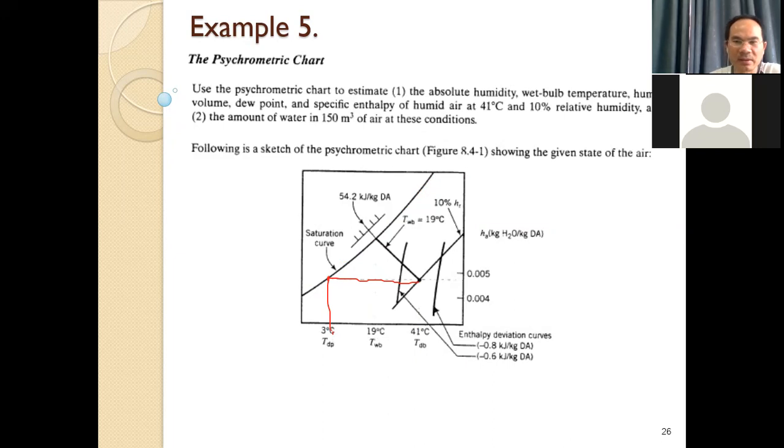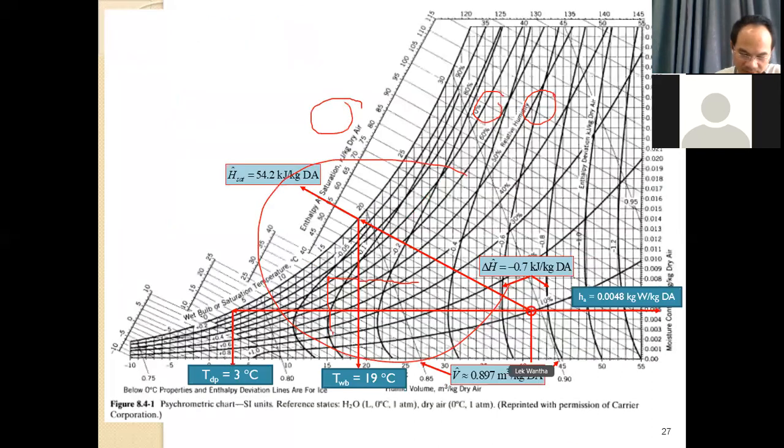Specific enthalpy. The condition is 41 Celsius and 10% relative humidity. You need at least two conditions. If you know at least two conditions, you can calculate another parameter. And the last question: determine the amount of water in 150 cubic meter of air at this condition. I will show this in detail on the diagram.